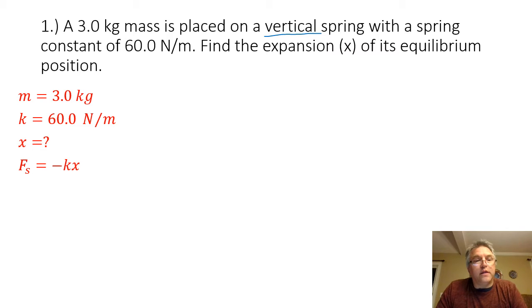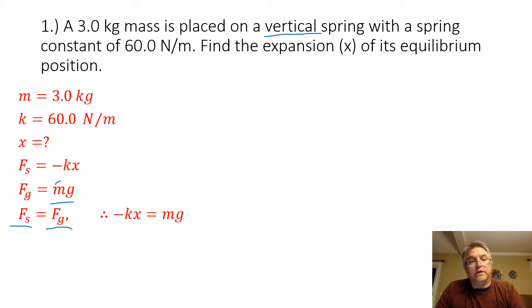I know that the gravitational force acting on the mass is going to equal the mass times gravitational acceleration. And because it is vertical, the force acting on the spring is going to equal the gravitational force. So I can replace the force of the spring in Hooke's law with mg. And when I do that, I am going to have negative kx is equal to mg.